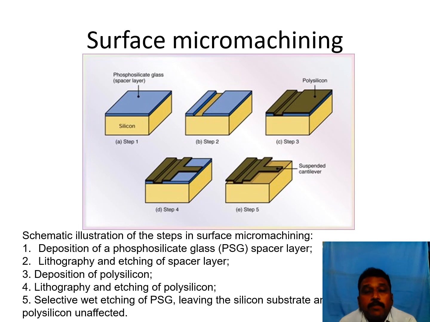And the next one is surface micro machining. You can see here you deposit a phosphosilicate glass, that is PSG, spacer layer, and then lithography. By lithography we etch the layers and then deposit polysilicon over that layer, that is step 3. Then again by means of lithography you etch the polysilicon, and then selective wet etching of the PSG leaves the silicon substrate. So only the suspended cantilever is there, which can be used for any other component. That is surface micro machining.